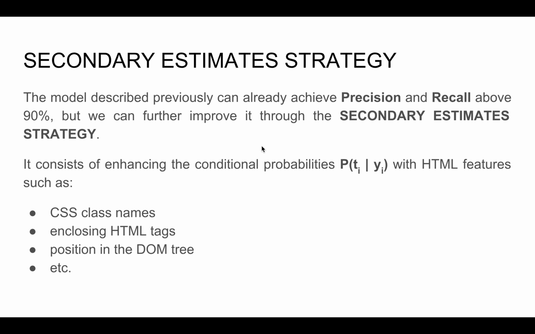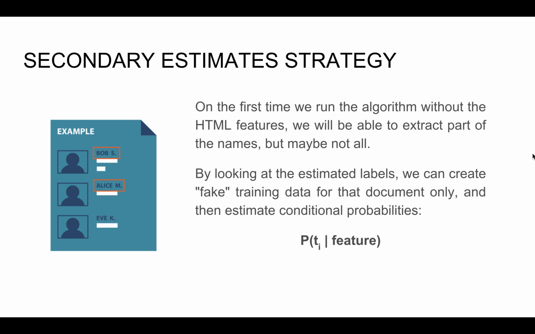The model described previously can already achieve precision and recall above 90%, but you can further improve it through the secondary estimates strategy. It consists of enhancing the conditional probabilities with HTML features such as CSS class names, enclosing HTML tags, position in the DOM tree, etc. The first time we run the algorithm without the HTML features, we'll be able to extract part of the names, but maybe not all.